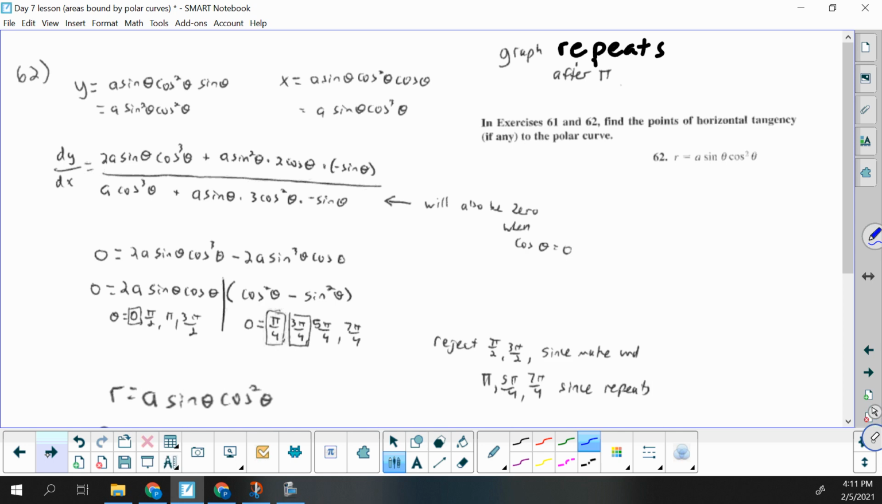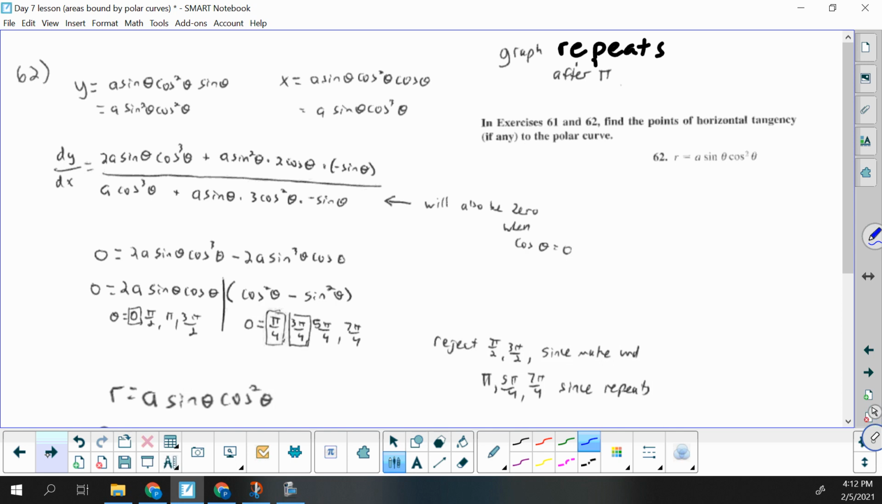So if we do our R and fill it into the Y and the X, we've got our derivative equation there. The horizontal is when the top is equal to 0. It's pretty messy, but you can pull out a 2a sine theta cos theta. So that's going to be 0 anytime sine or cos is 0. So all the n pi over 2's basically.